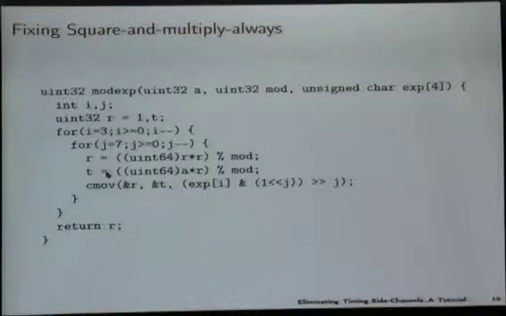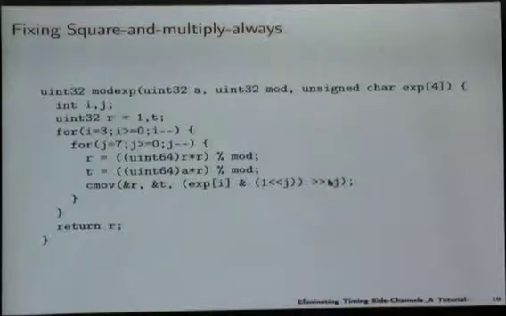Okay, so let's fix the square and multiply always. What I do here, and this, by the way, also fixes the problem with compilers screwing up, is that first we do the squaring, we do that any time, and then we compute this t, which is a times r, and then we say, if the bit is set, then we do a conditional move from t to r. Now, I said before that we need this bit to be 0 or 1, so what I'm doing here is I take the exponent at the position, I mask out the corresponding bit, and then I move it to the rightmost position so that I really have either 0 or 1.